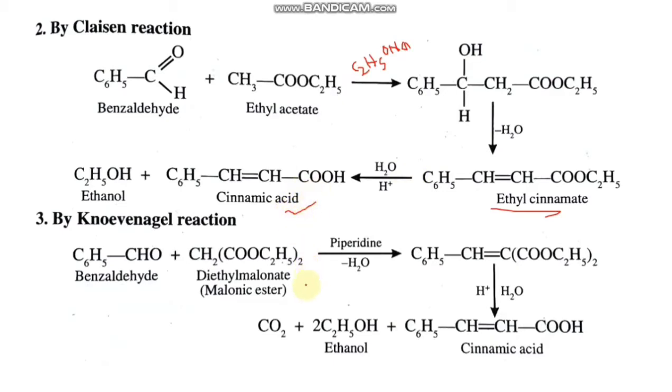The next one, the Knoevenagel reaction. In this reaction, benzaldehyde is reacted with malonic ester, that is diethyl malonate, in the presence of a base, generally piperidine, and followed by acidification, we will get cinnamic acid.